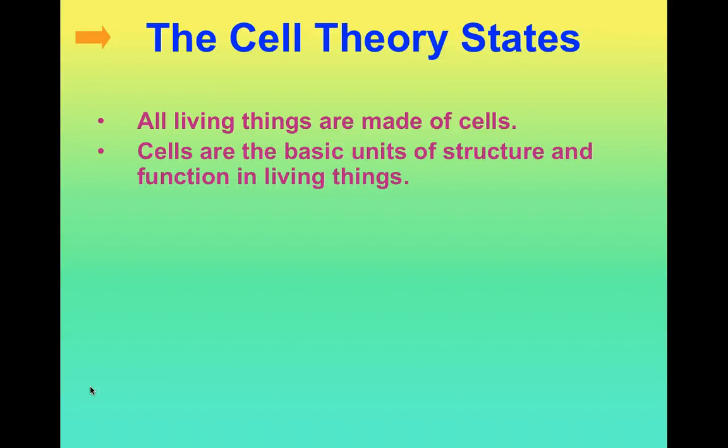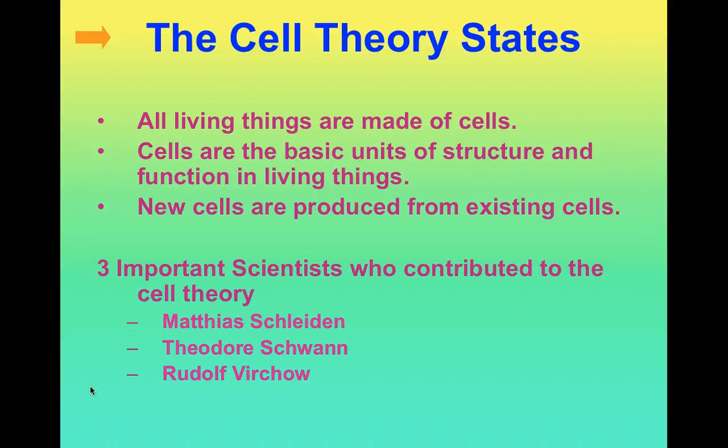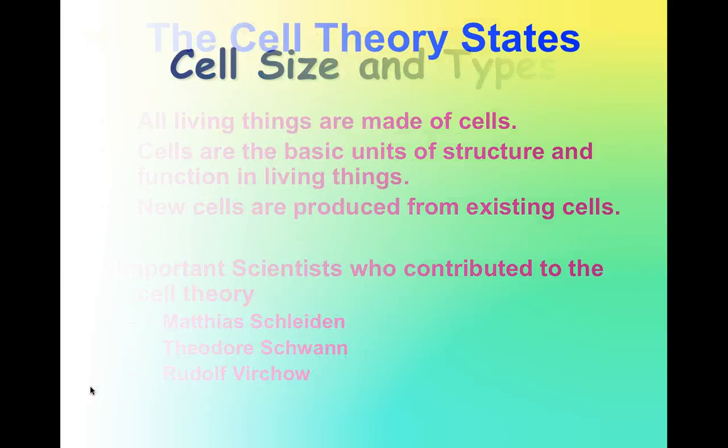Number 2, cells are the basic units of structure and function in living things. And then number 3, new cells are produced from existing cells. The 3 important scientists who contributed to the cell theory: Matthias Schleiden, Theodor Schwann, and Rudolf Virchow.